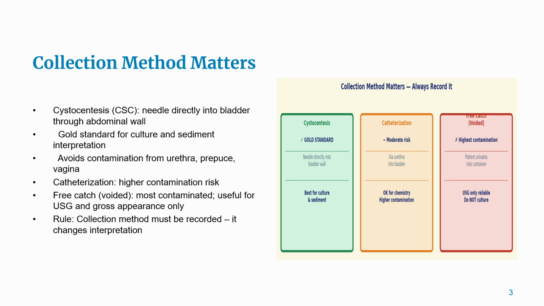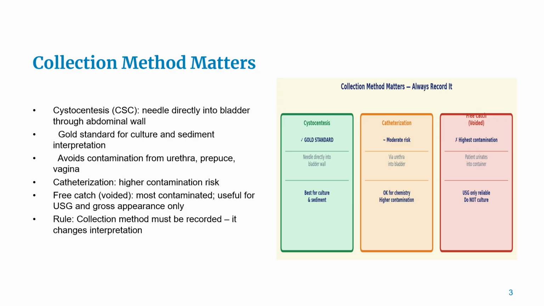Before you interpret a urinalysis, you must know how the sample was collected. Cystocentesis, using a needle to go directly into the bladder, gives you the cleanest sample, free of urethral or external contamination. It's the gold standard for any culture and for interpreting sediment findings. A free catch sample collected from the floor or a cup is going to have environmental bacteria, epithelial cells, and debris that have nothing to do with the urinary tract. If someone hands you a urinalysis report without recording collection method, that's a problem.